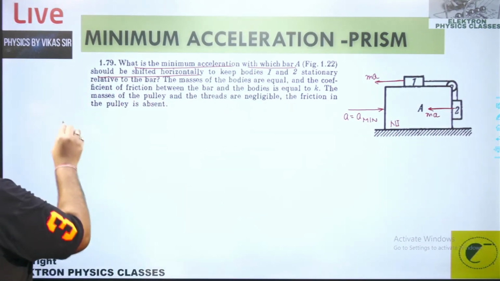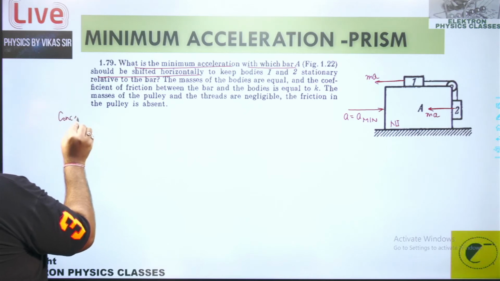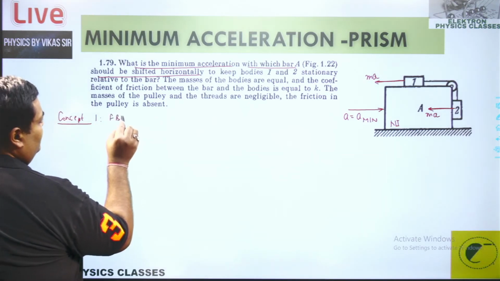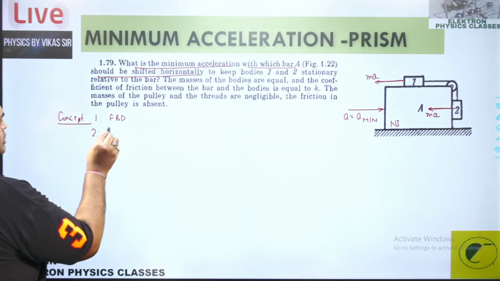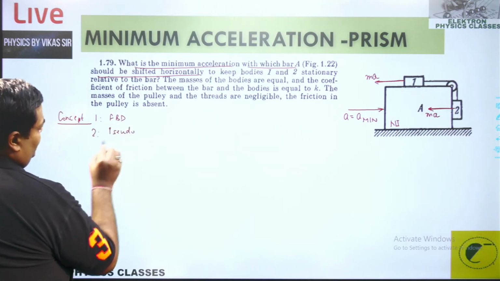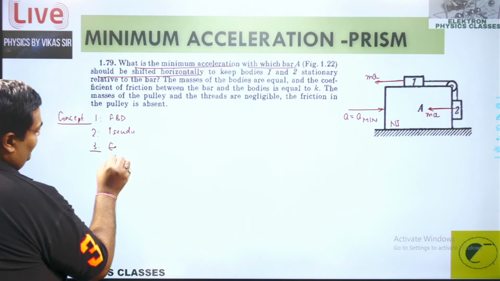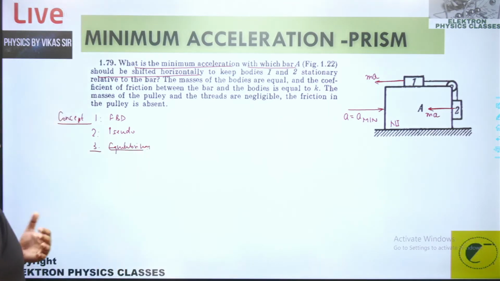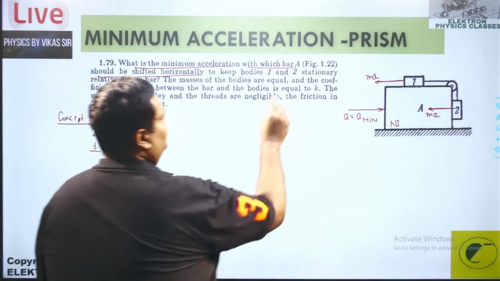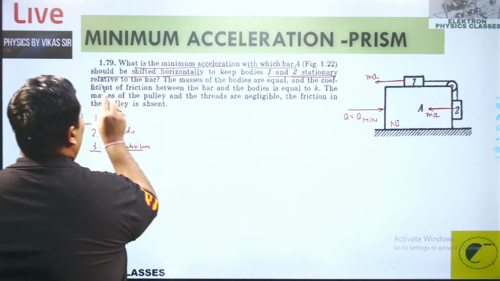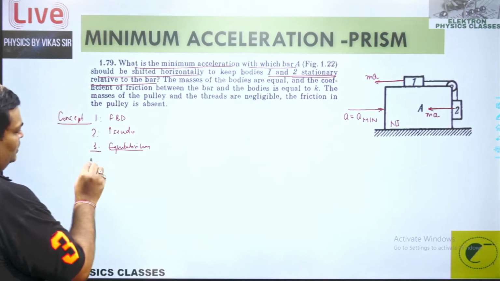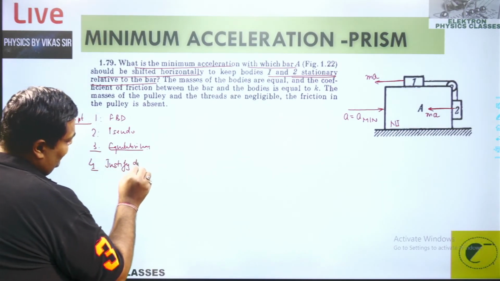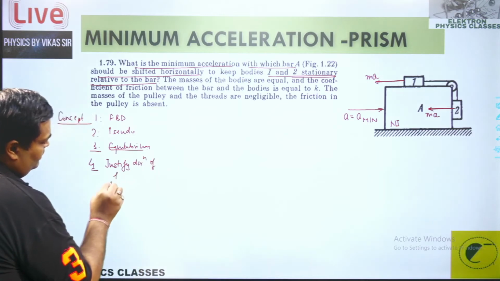So how do we start solving? What are the concepts? I think there is no change in the concepts. The first one being the FBD. The second being the pseudo force. The third being the equilibrium, because it is in a state of relative rest once again. The particles are stationary relative to the bar. And the fourth is to justify the direction of the friction.